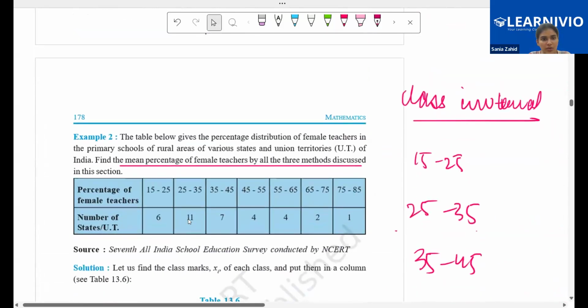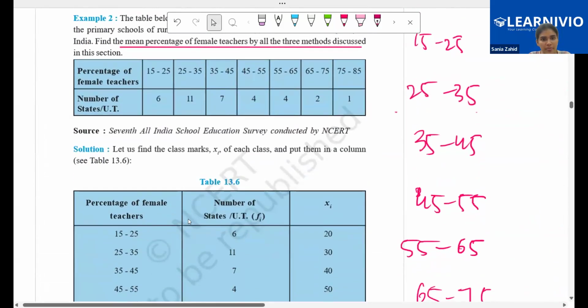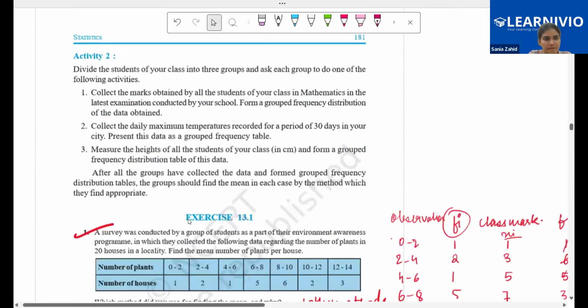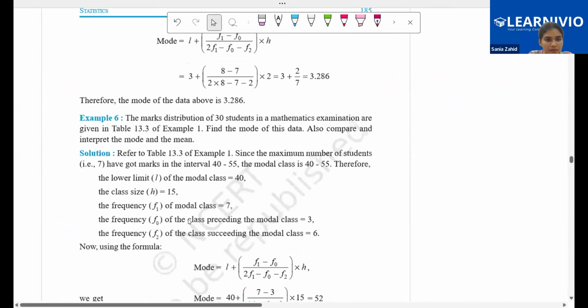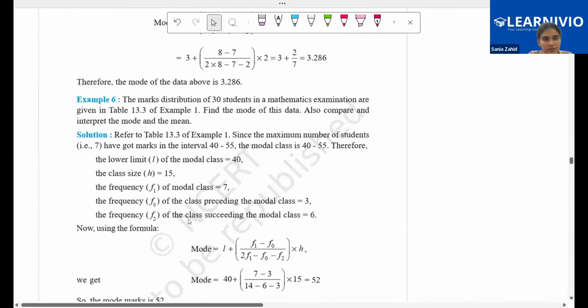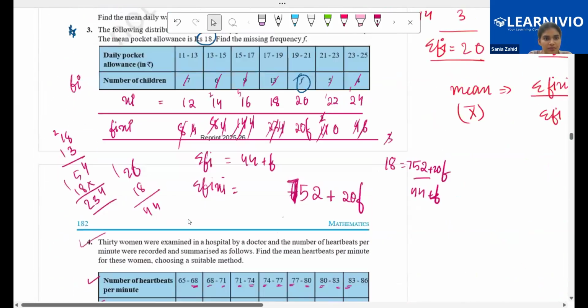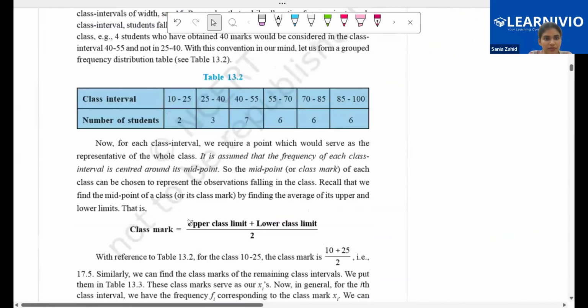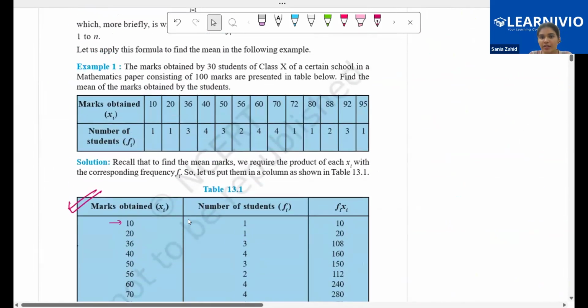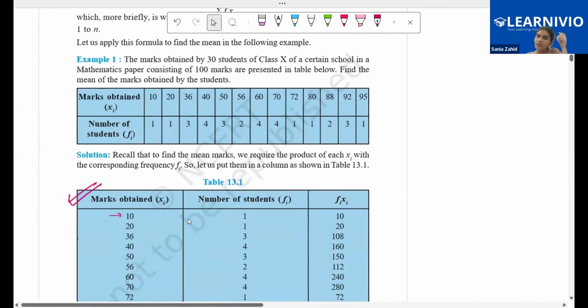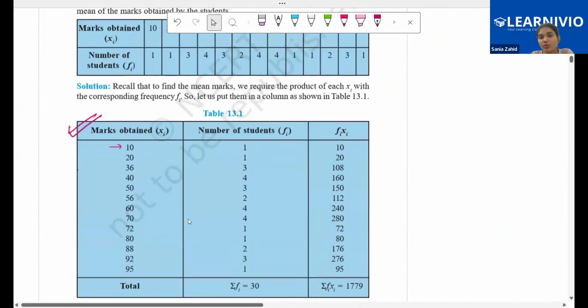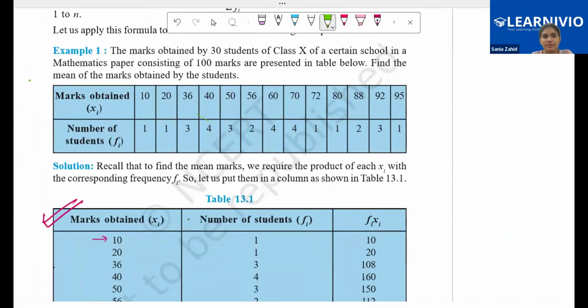I guess this is the question we are talking about, Example 1. Here you have to find the mode. For the Table 13.3, can you tell me what is the mode in this table? The table mode is 40, 60, and 70.